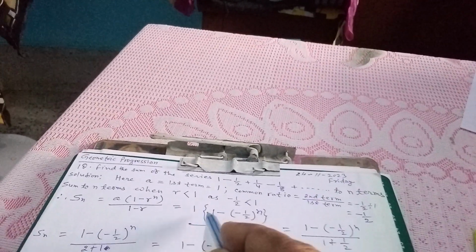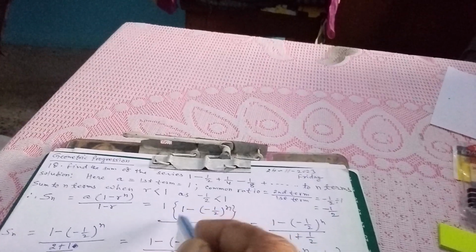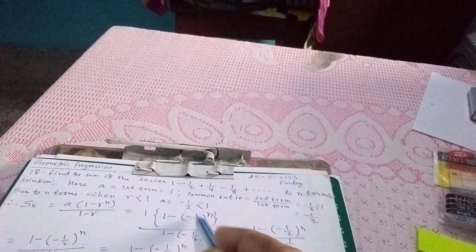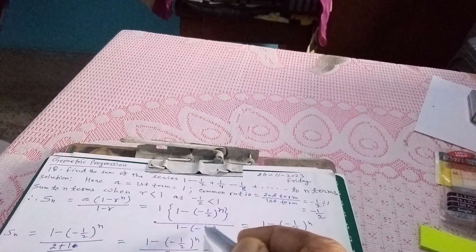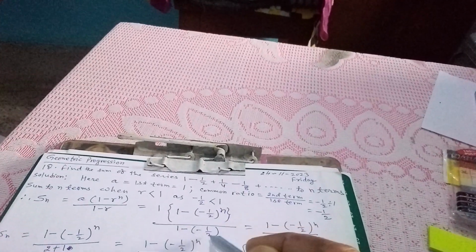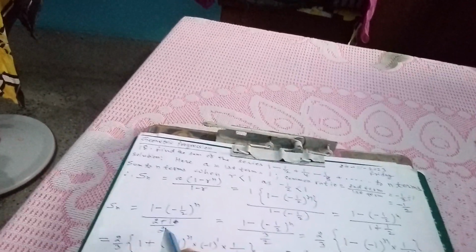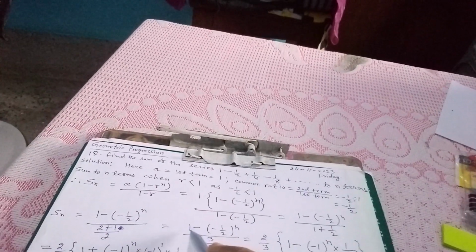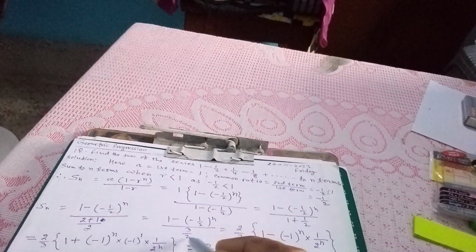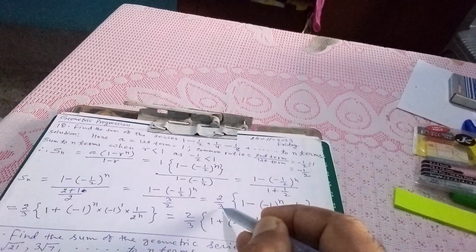And that is equals 1 into, in braces, 1 minus minus 1 by 2 to the power n by 1 minus, in the parenthesis, minus 1 by 2. This is equals 1 minus, in the parenthesis, minus 1 by 2 to the power n by 1 plus 1 by 2. So this is equals 1 minus, in the parenthesis, minus 1 by 2 to the power n by 2 plus 1 by 2. And this will go up in the numerator. So this becomes 1 minus, in the parenthesis, minus 1 by 2 to the power n by 3 by 2. And then this comes to this side, so it becomes 2 by 3.